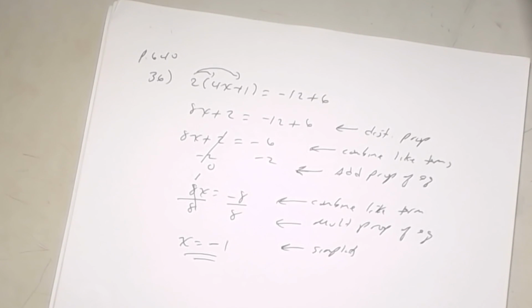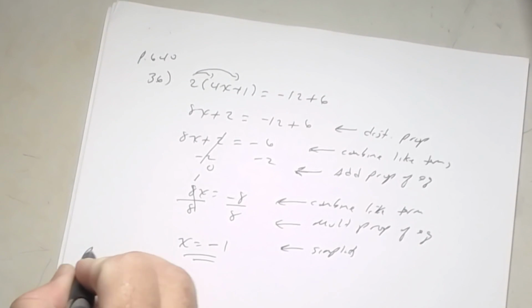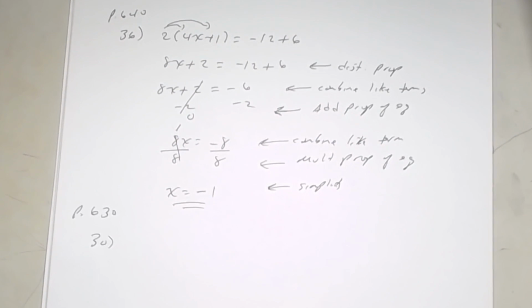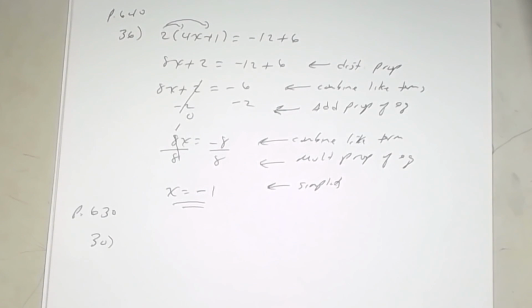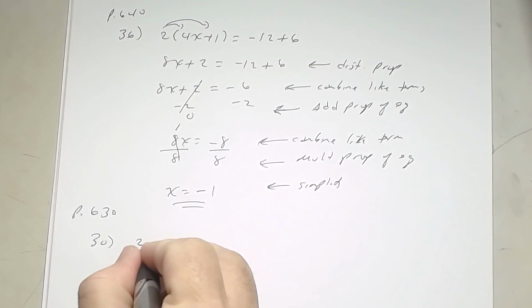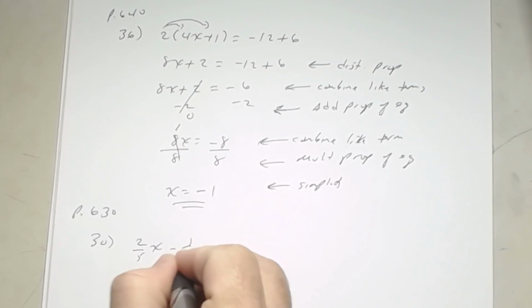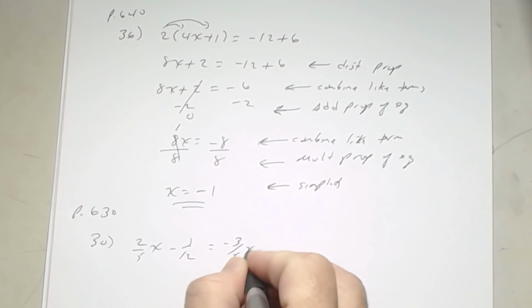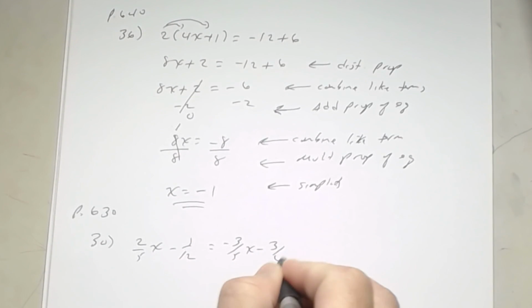Okay, so let's do number 30. That's going to be on page 630. So here's what we have. We have 2 fifths x minus a 12th equals negative 3 fifths x minus 3 fourths. Okay? All right, so that's what I have. Yeah, that's negative 1 over 12.